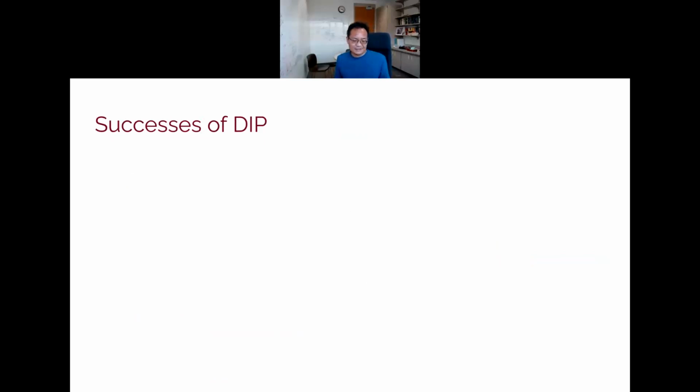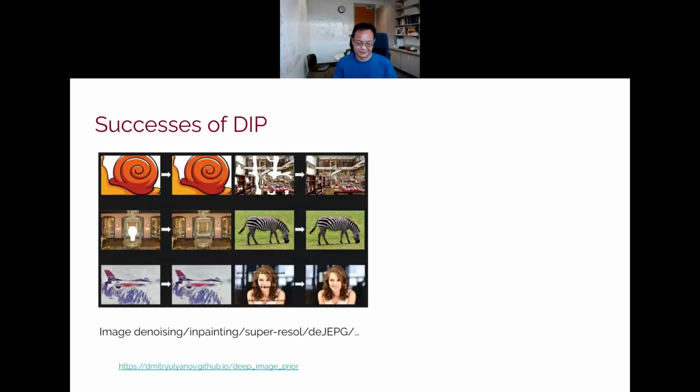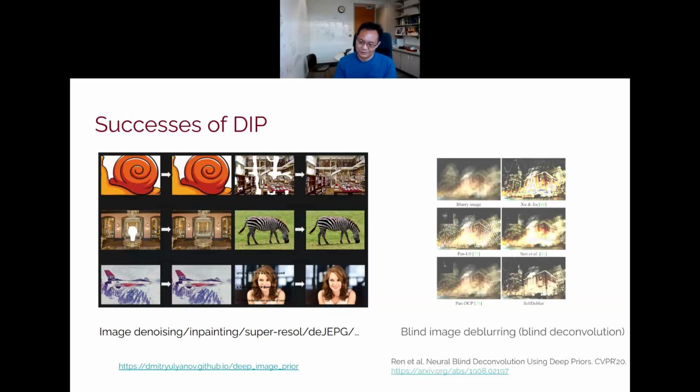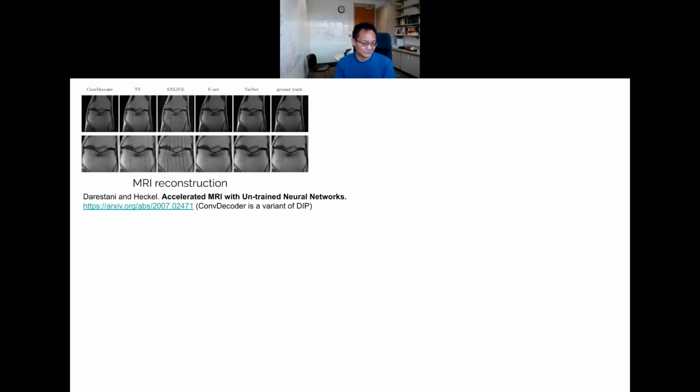And this idea looks like a very innocent, very naive idea, but actually people have applied this to a lot of problems, nonlinear inverse problems especially, and have seen a lot of successes. Just to give you some idea of the wide range of successes: from simple image processing tasks like denoising, inpainting, super resolution, to slightly more complicated tasks like blind deblurring, and even more complicated MRI reconstruction. This is a linear inverse problem, of course.